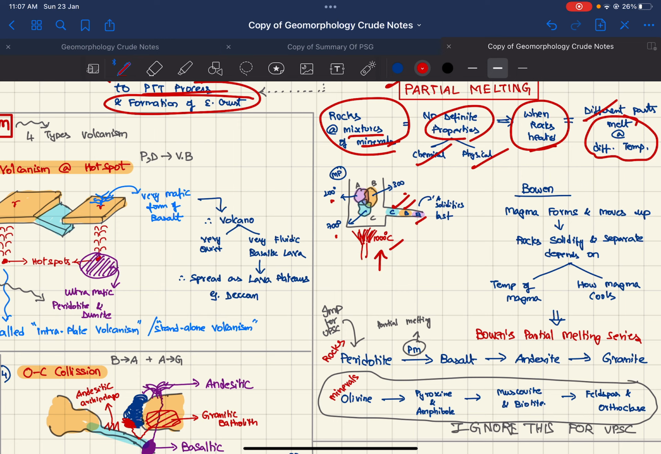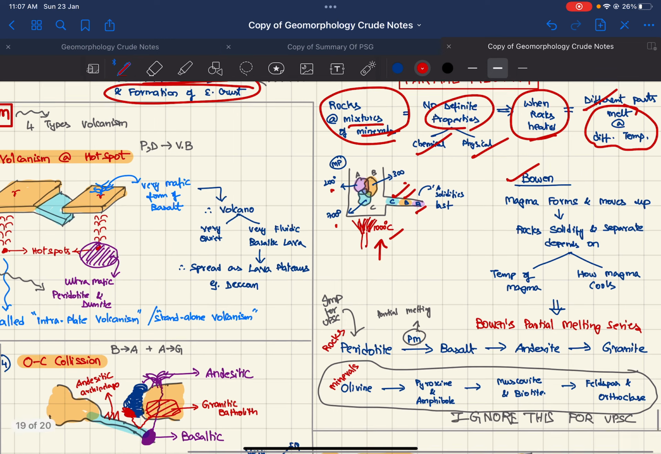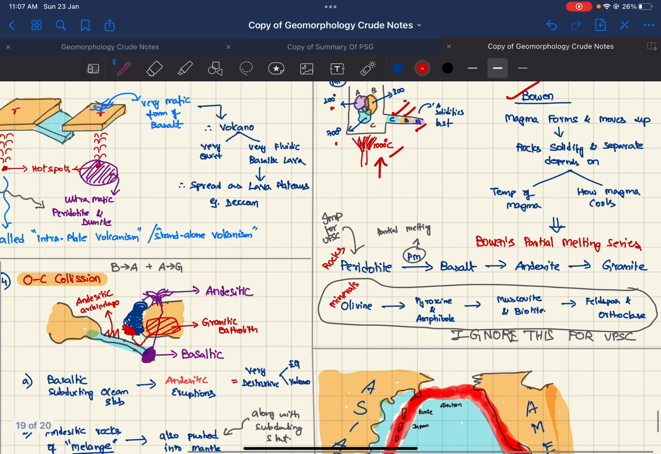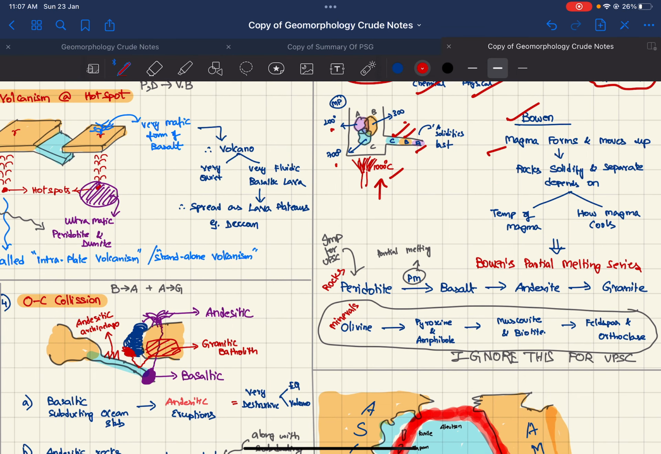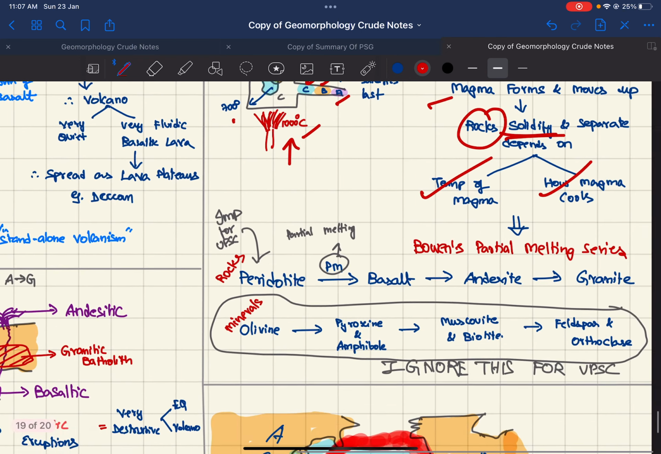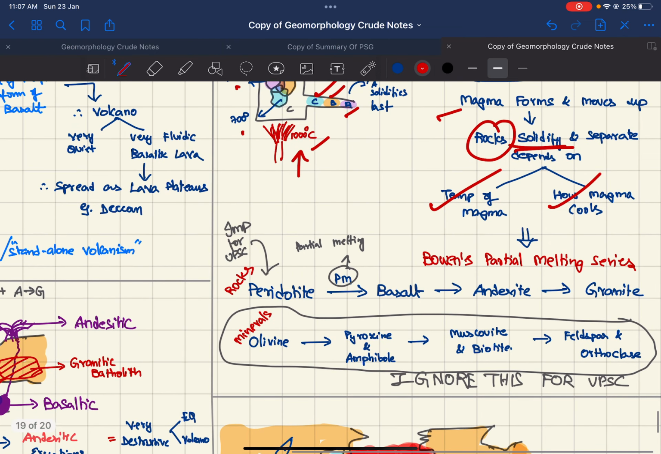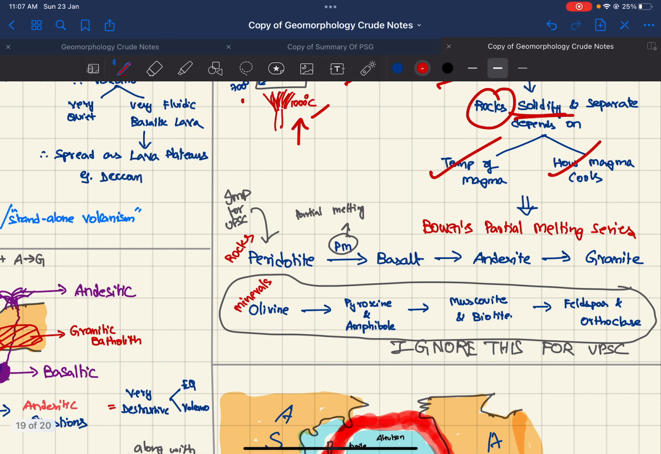A solidifies. So Bowen studied all this, and according to him, the magma forms and moves, and the rocks solidify, and this rock solidification depends on two things: the temperature of the magma and how the magma cools. That is, it cooling inside the earth, outside the earth, at the surface, all those things. So according to him, he has given this series, Bowen's partial melting series. Peridotite cools down and solidifies as basalt, basalt as andesite, and andesite as granite.